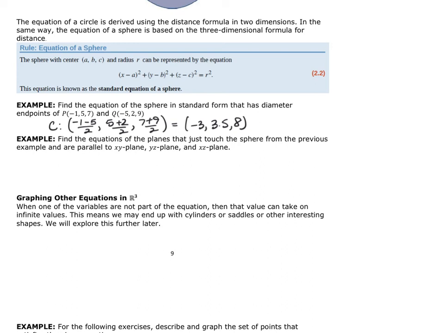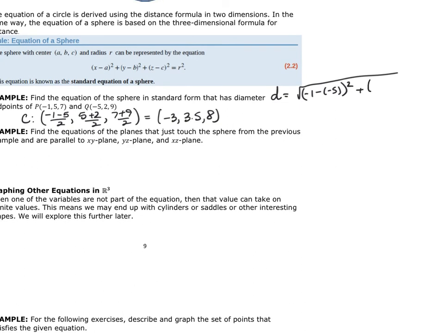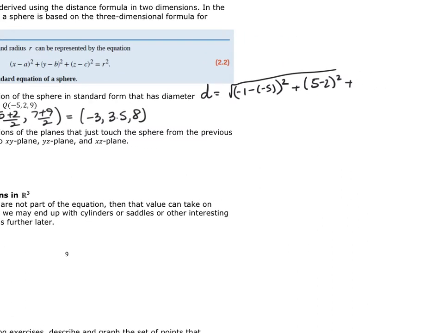I could find the distance from the center out, but then I'm going to be working with decimals, and I'm not a fan. So what I'm going to do is find the distance of the diameter. So the distance formula, and I'm going to be looking at the diameter. So I'm going to have -1 minus -5, the quantity squared, plus 5 minus 2, the quantity squared, plus 7 minus 9, the quantity squared.